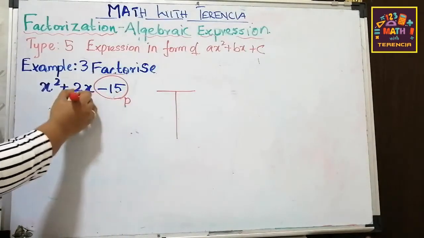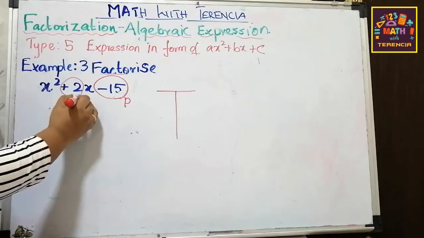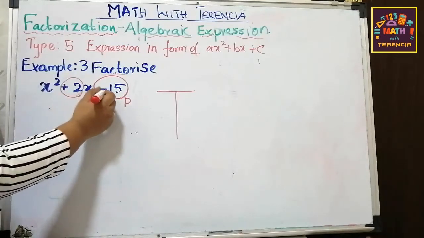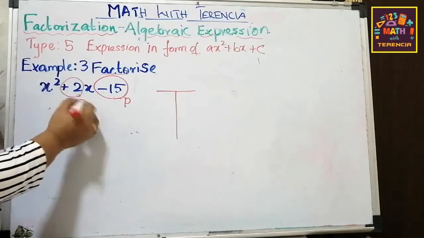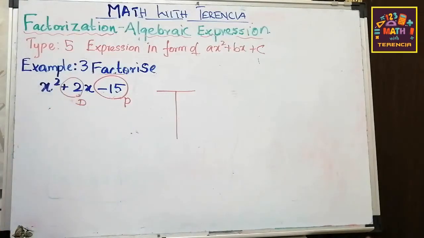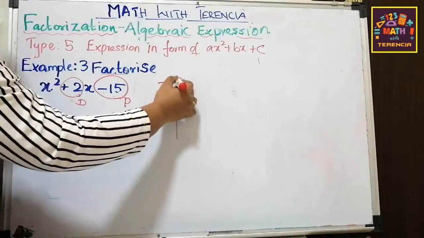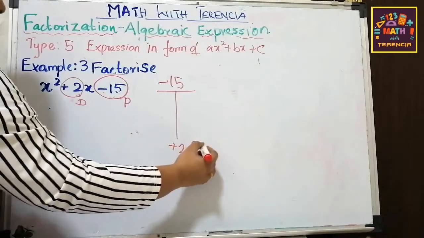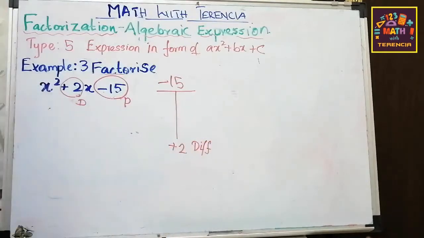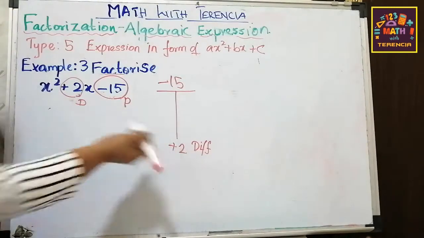This is the product and the plus 2 is the sum or difference. If I have minus, it is only the difference. Okay, so minus 15 on the top and plus 2, that is the difference. So now you need to check which two factors of 15, if I subtract, I will get 2.